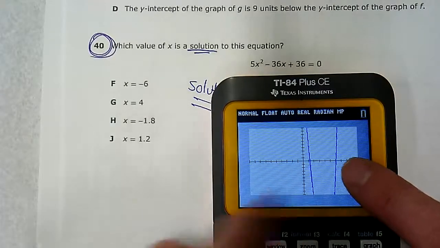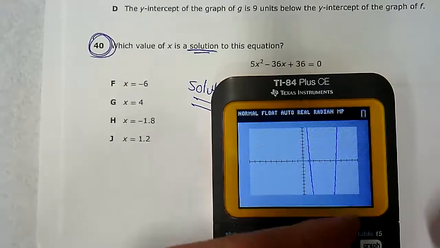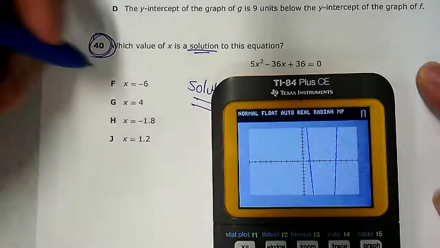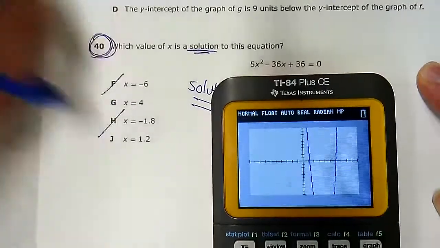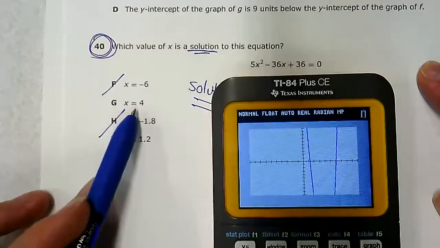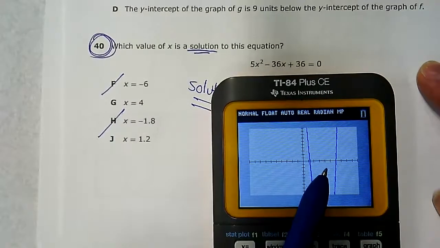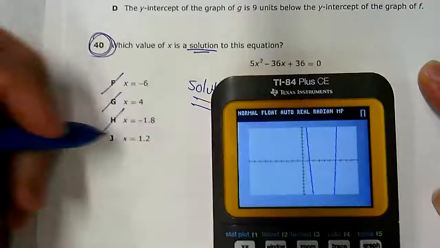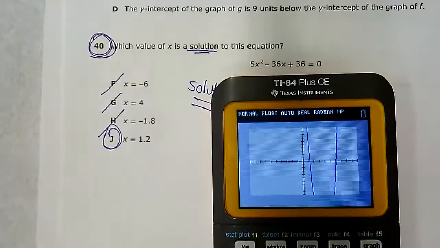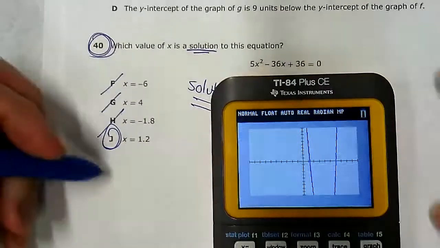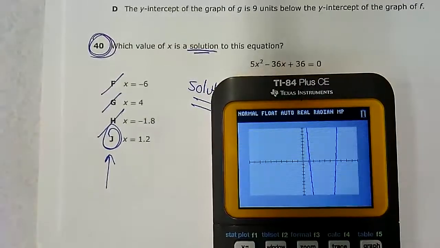I see that both of my x-intercepts are positive because they're on the right side of the y-axis. So I know the answer is not F because that's negative. I know the answer is not H. So do I have an x-intercept at 4 or 1.2? I definitely do not have an x-intercept at 4. So the answer, the solution, is 1.2. You could do this question by quadratic formula, and when you get to your two answers, one of them would be 1.2. But let's be smart with the calculator, and let's find our solutions using y equals.